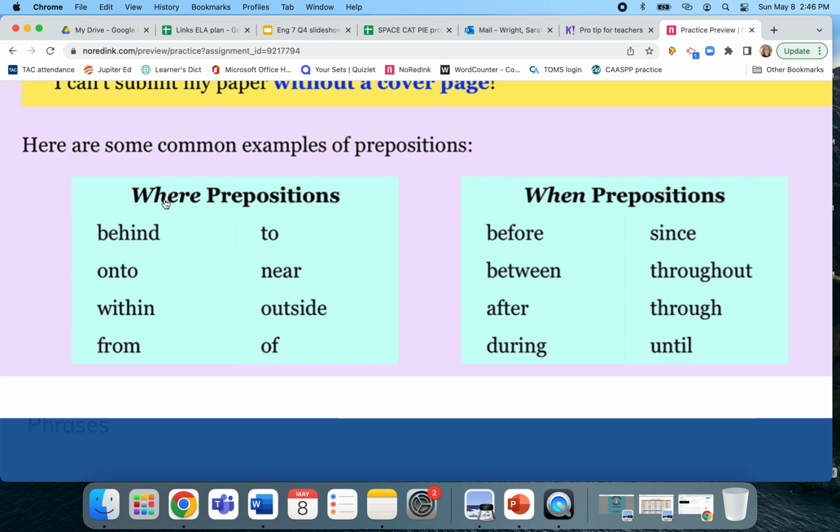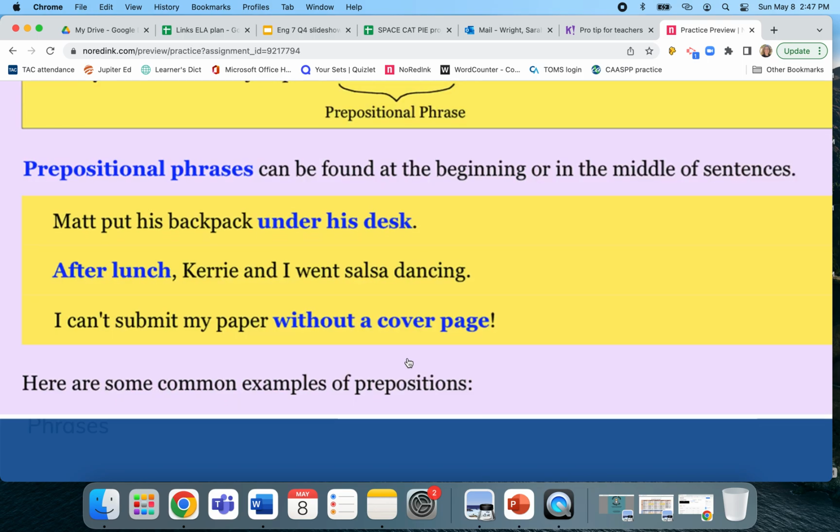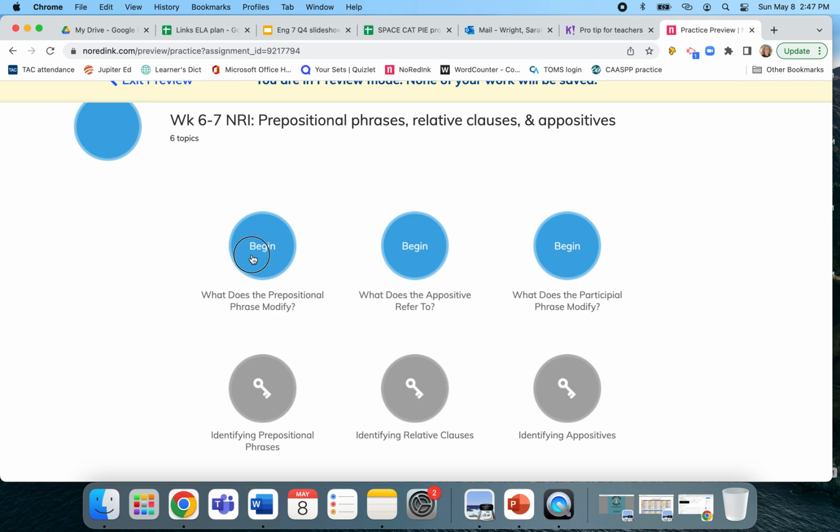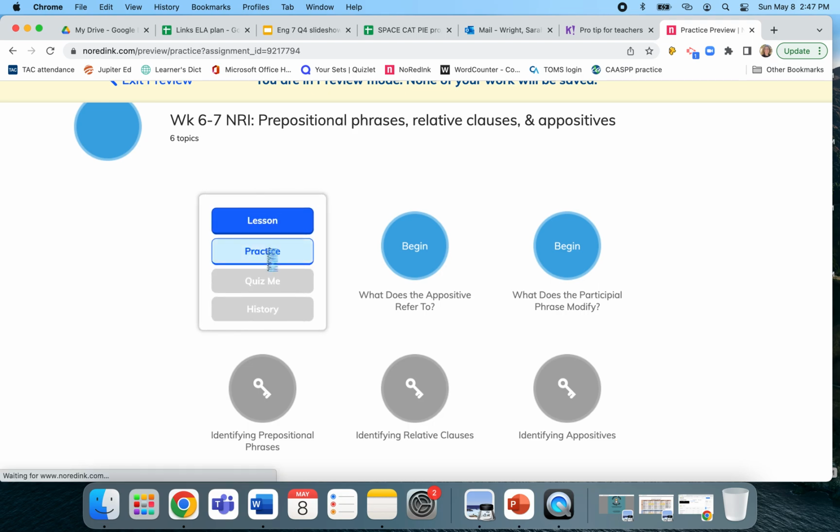Right, or then the where prepositions. When the fire alarm goes off, we all need to go to the park. Right, to the park. Outside the classroom. From the window to the wall. Okay, so those are all different prepositions, and so that's that. Let's just practice this. Let's get into it.